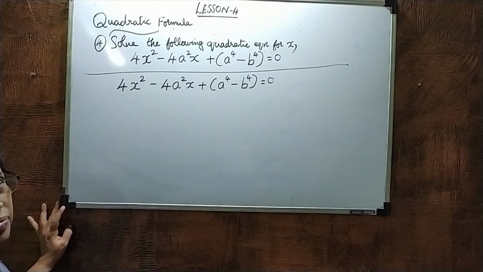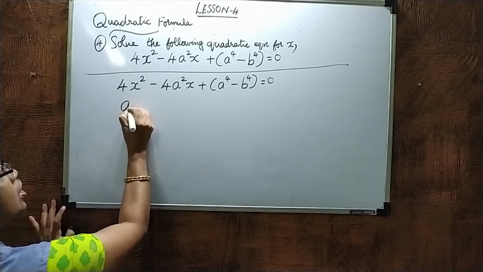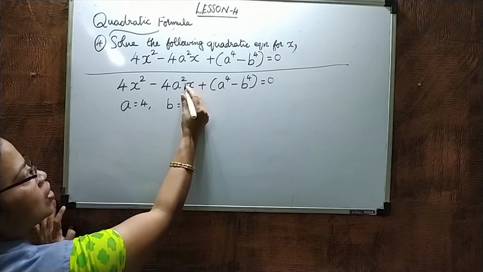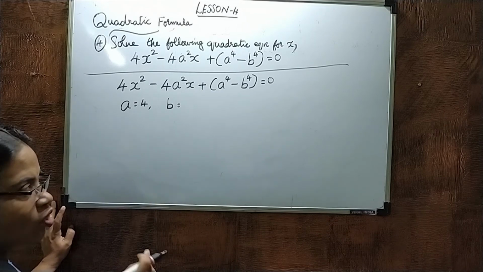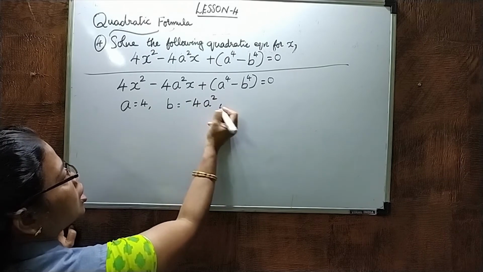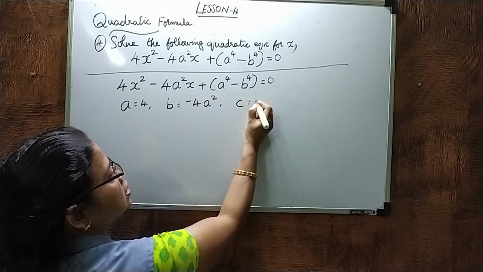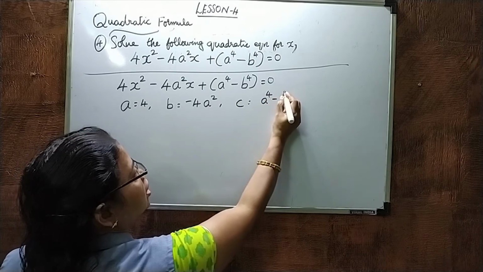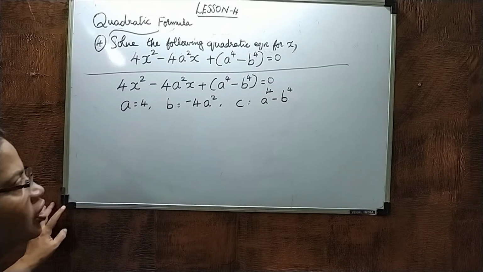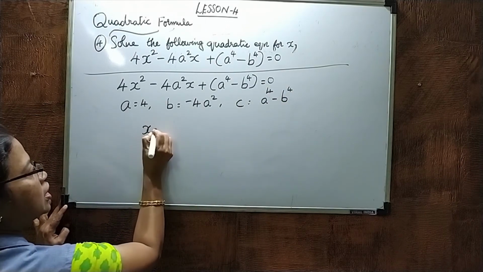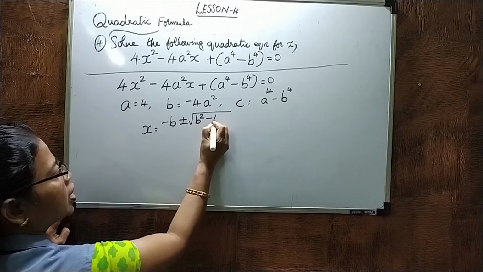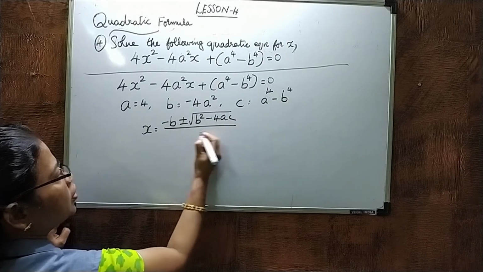Okay. Then after that, what is ABC? a is equal to the coefficient of x square, b is equal to the coefficient of x. What is coefficient? Two variables are there, but only the coefficient of x you have to take. So b is equal to negative 4a square. What is c? This full: c is equal to a raised to 4 minus b raised to 4. Okay. Now, what is the next thing you have to find out? x is equal to negative b plus or minus root of b square minus 4ac, the whole divided by 2a.